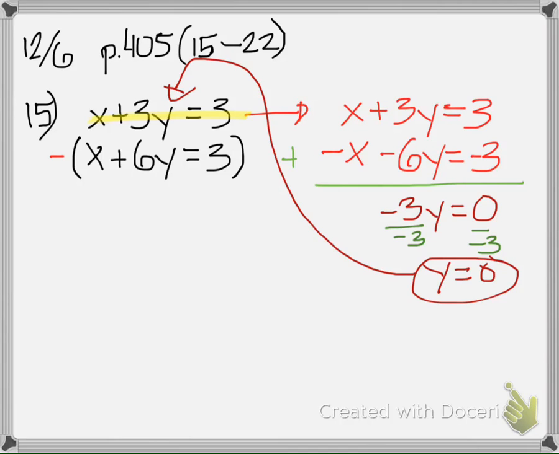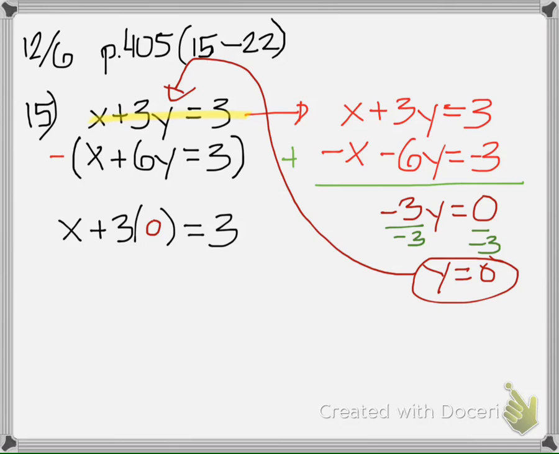I'm going to plug in 0 everywhere I see y. So let me write the problem out. x plus 3 times y equals 3. And in this case we said, well, y is 0. So there's 0 color-coded in red.